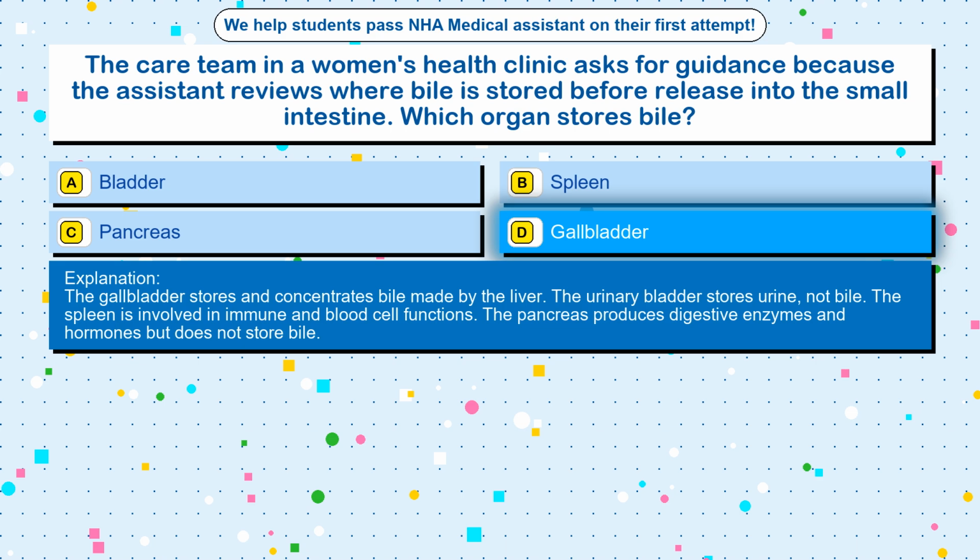The gallbladder stores and concentrates bile made by the liver. The urinary bladder stores urine, not bile. The spleen is involved in immune and blood cell functions. The pancreas produces digestive enzymes and hormones but does not store bile.